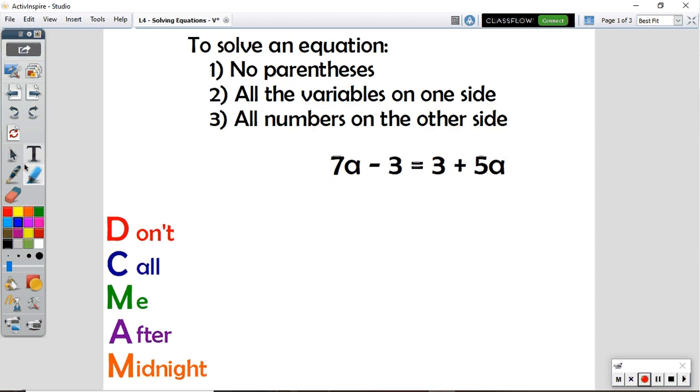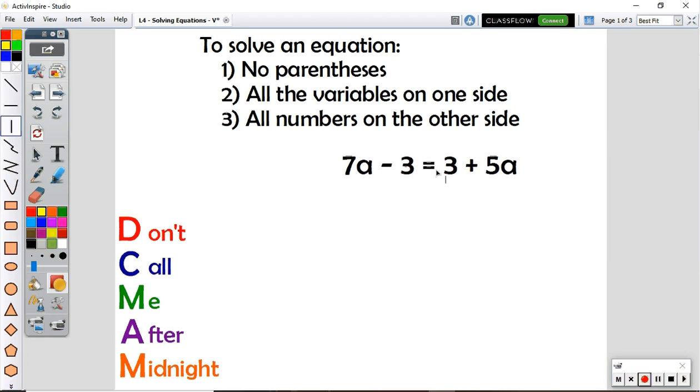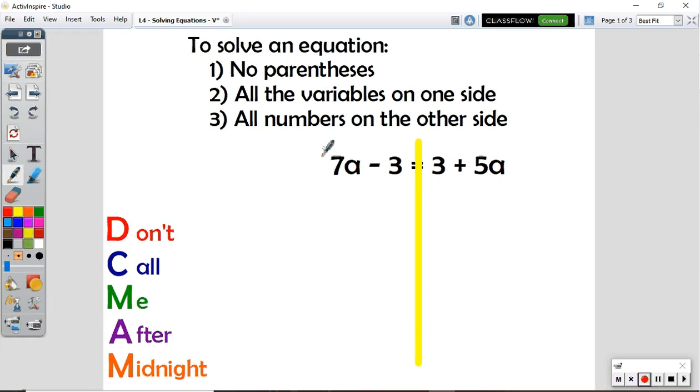So the first thing I'm going to do when I look at this problem is put this line down here through my equal sign. The reason I like to do that is because when I talk about sides of my equation, we've got the left side of the equal sign and the right side of the equal sign.